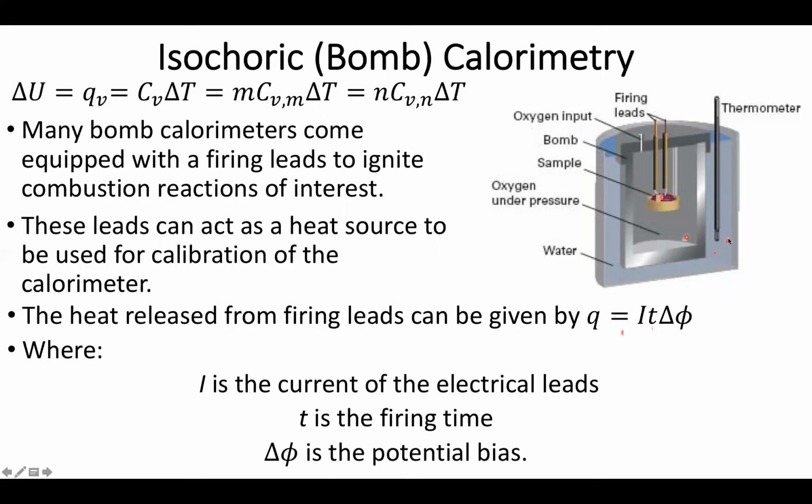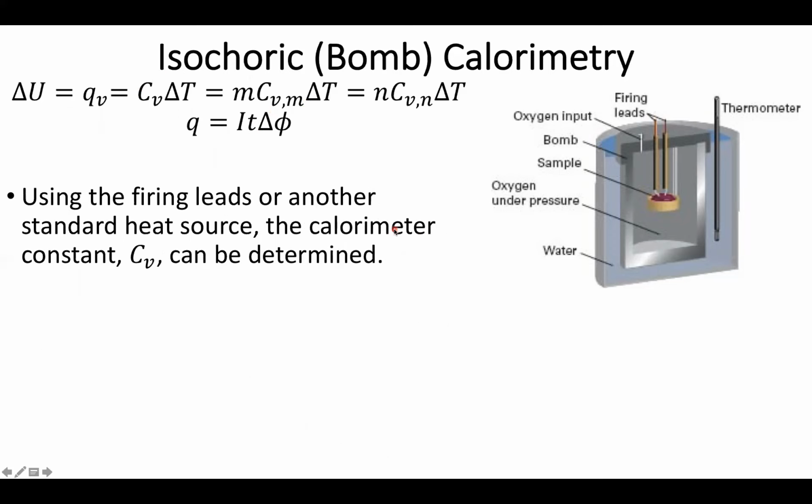And then I can measure how much the temperature of my surroundings changes and use that to determine the isochoric heat capacity of our calorimeter itself. It is worth noting that some people want to use this to determine the specific heat capacity of the water, but don't forget there may be additional contributions besides just the amount of water itself. So in practice, we can use these firing leads to help calibrate or determine our calorimeter constant, or again, our isochoric heat capacity.